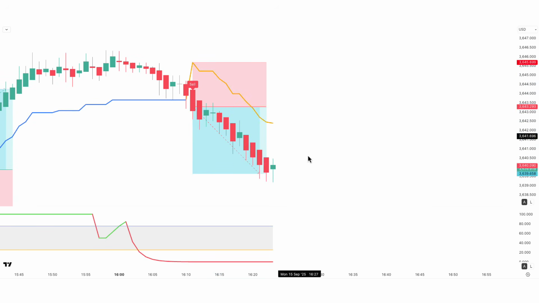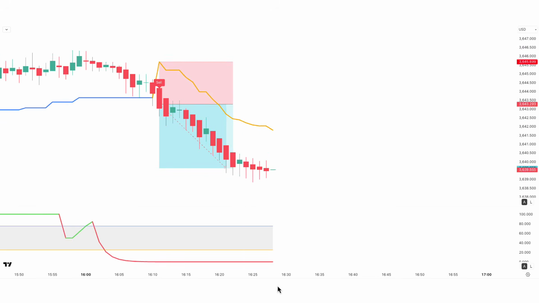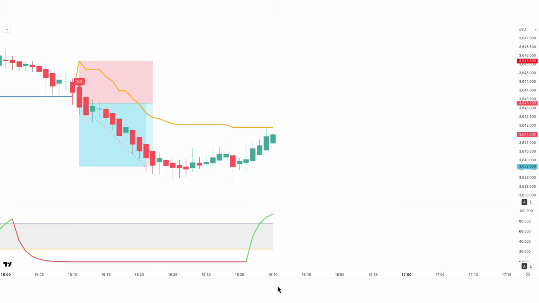I hope you must have liked this trading setup and strategy. If not, then it doesn't matter. We are going to see examples of some trades.